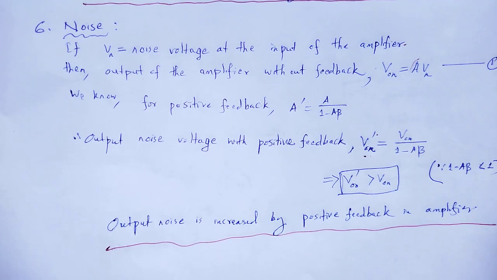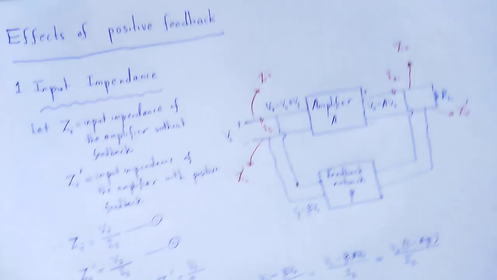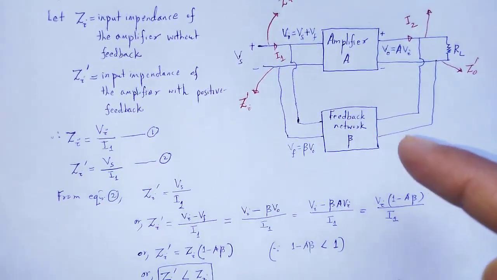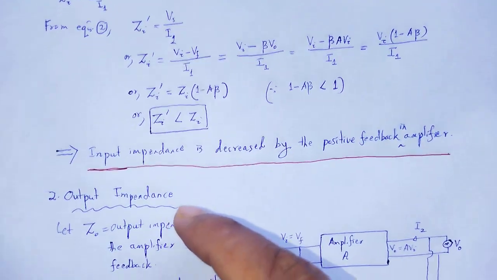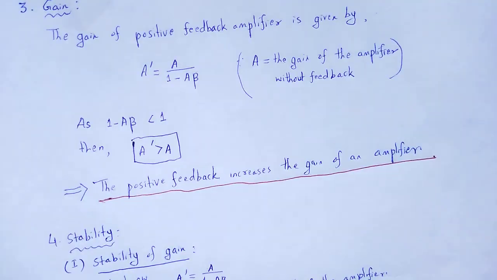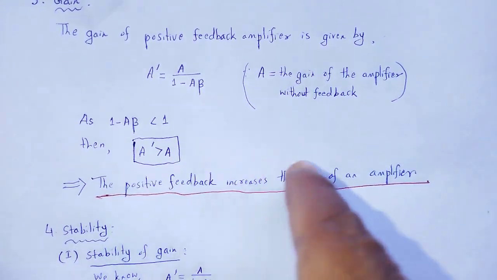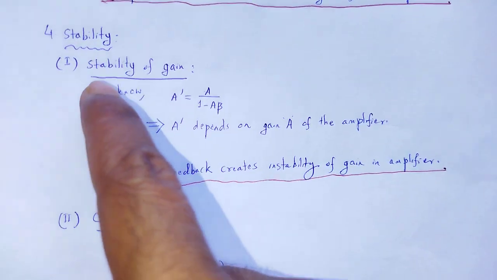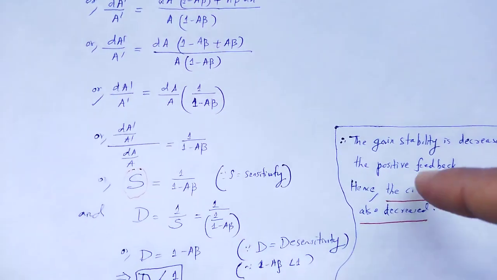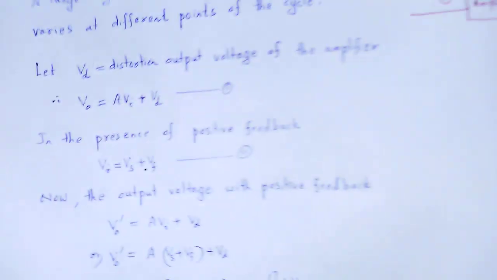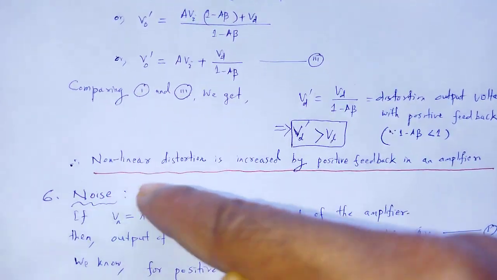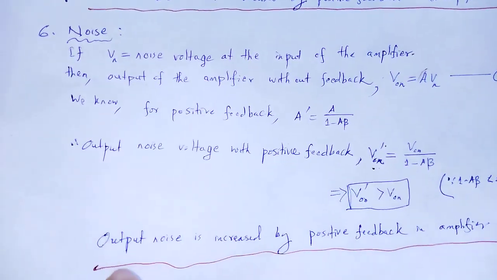So with the help of this video lecture, we understand the effects of positive feedback on input impedance, output impedance, gain, stability of gain as well as circuit stability, distortion, and finally noise.